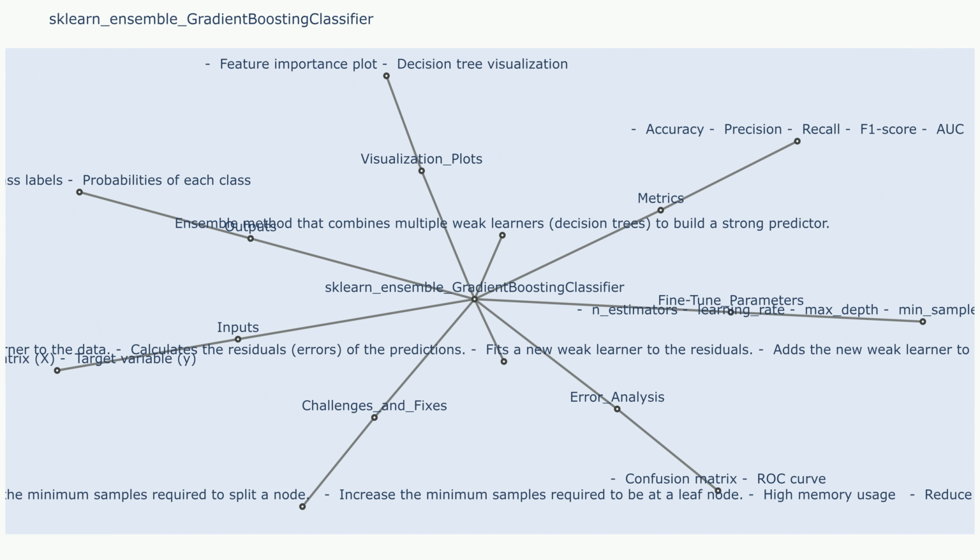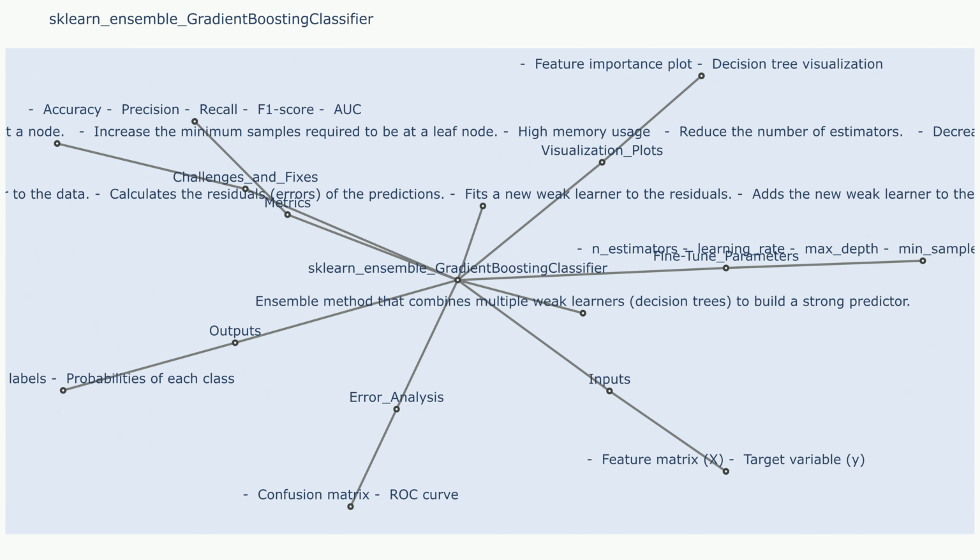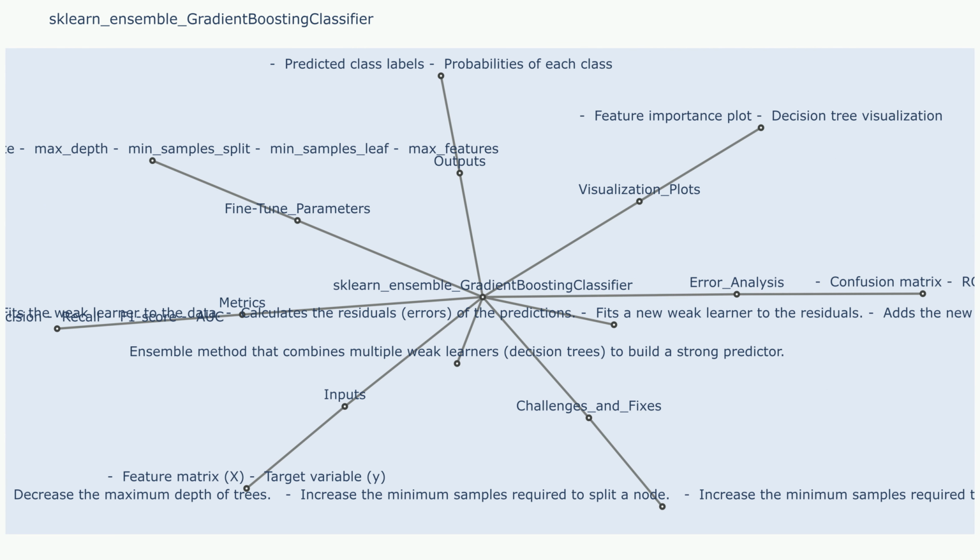Min samples split: the minimum number of samples required to split a node. Larger values can prevent overfitting but may reduce accuracy. Min samples leaf: the minimum number of samples required to be at a leaf node. Larger values can prevent overfitting but may reduce accuracy. Subsample: the fraction of samples used for training each tree. Values less than 1 can reduce overfitting and improve generalization.